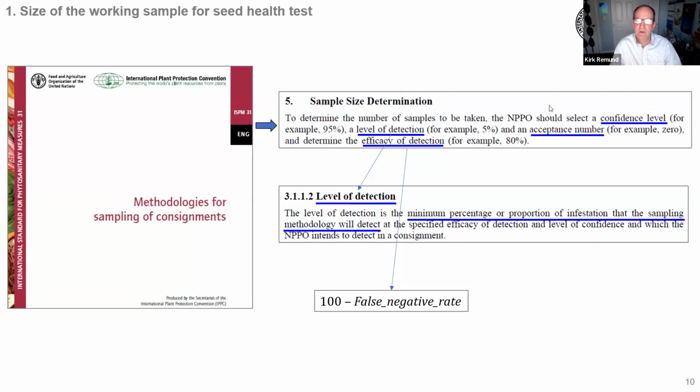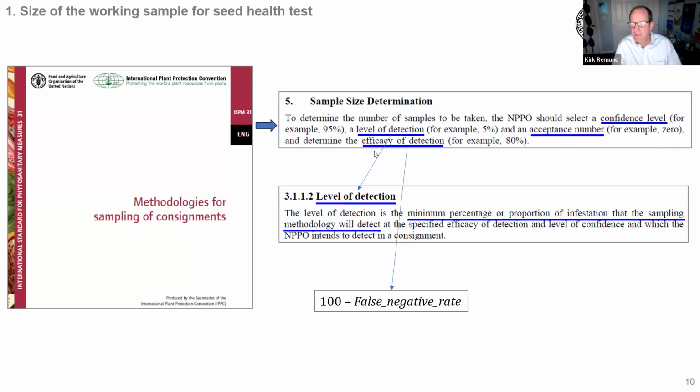Also, what's the acceptance number? Now, what are we talking about here? This is the acceptance number in the sample. How many detections can we have in the sample? And quite often we use zero. We call it a zero tolerance plan for a seed health test. Okay, so that's what we can actually see in the sample and still make that confident statement about that lot. The other thing is with reference to the assay itself. Efficacy of detection, okay?